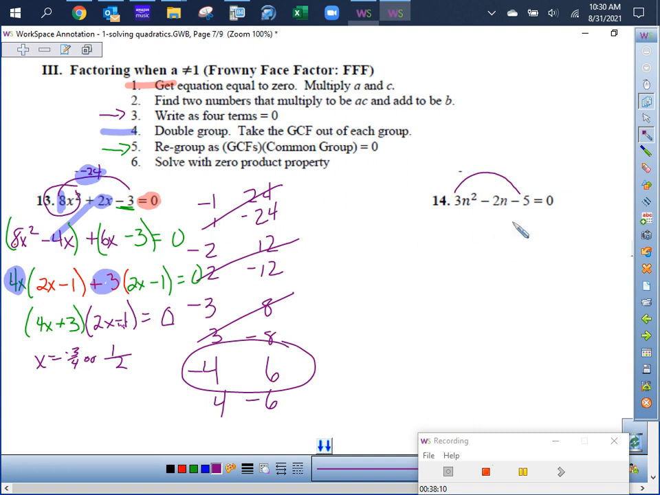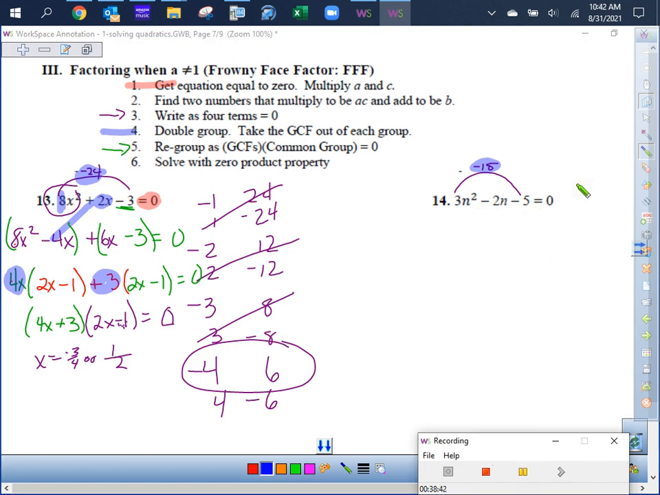What's 3 times negative 5? Negative 15. Our job is to find two numbers that multiply together to be negative 15. Think about their signs. And also add together to be negative 2. Find those two numbers with your neighbor. If you need to make a list, great. I don't require you to make a list. If you're stuck, I'm going to make you make a list. Right? So there's no shame in making a list.